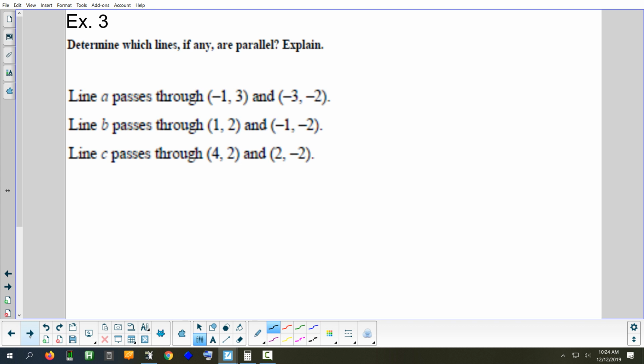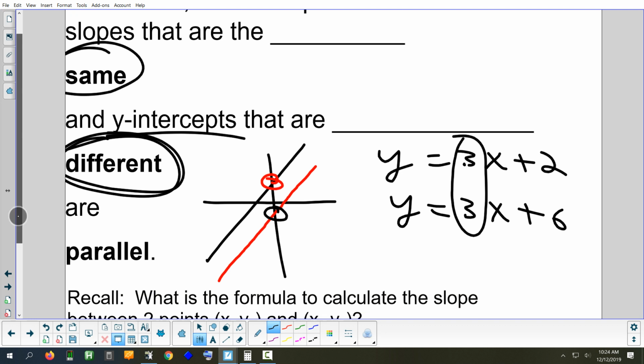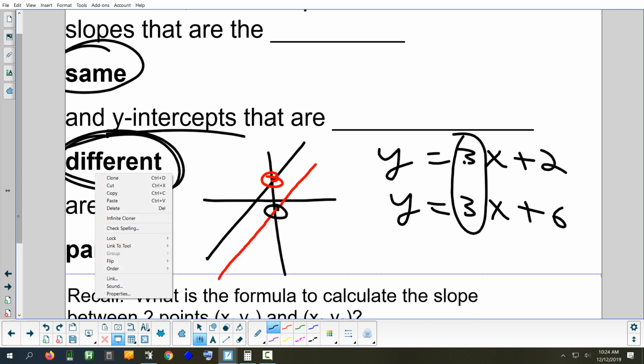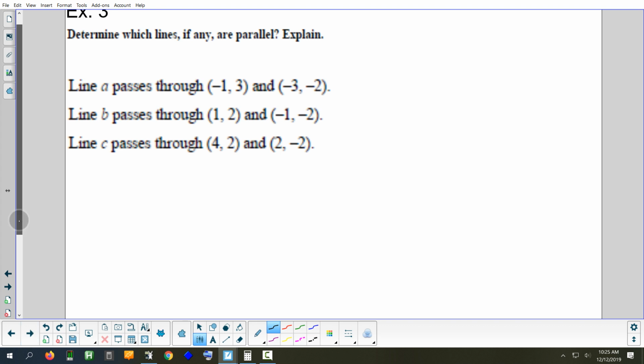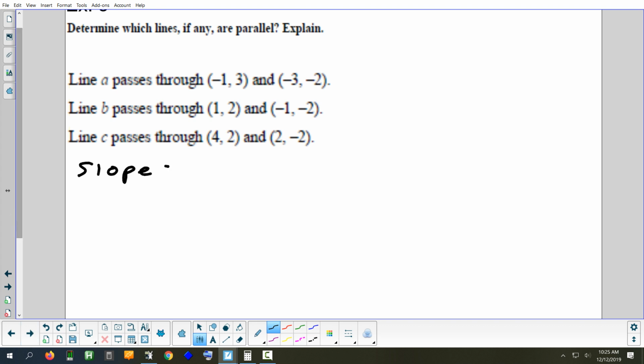Find the slopes. Find the slopes of each one, and see if 2 of them are the same. Now, if you find 2 that are the same, we got to go a little bit further and check the y-intercepts. All right. So you wouldn't have a lot of these problems because this one can take quite a few minutes to do. All right. So let's start with the slopes. Let's find the slope of line A.